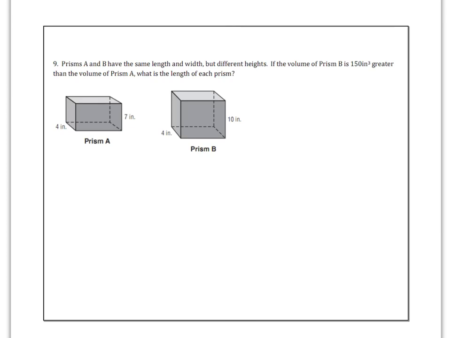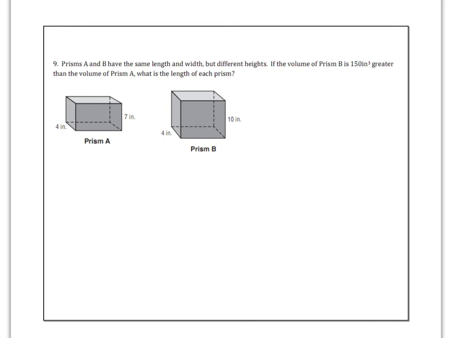Number 9, last one. Prisms A and B have the same length and the same width, but different heights. If the volume of prism B is 150 inches cubed greater than the volume of prism A, what is the length of each prism? So you guys, I want you to pause the video right now and I want you to spend some time on this. I want you to see if you can figure this one out. It's a good thinking problem.